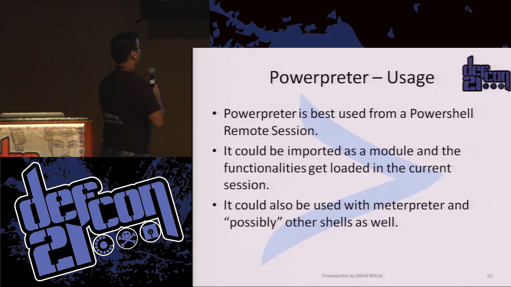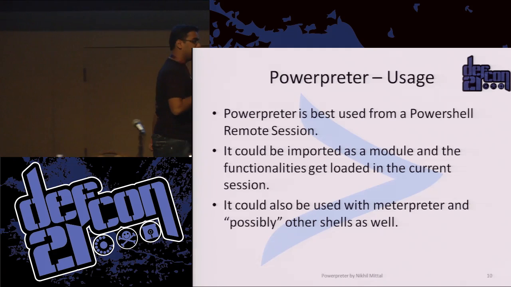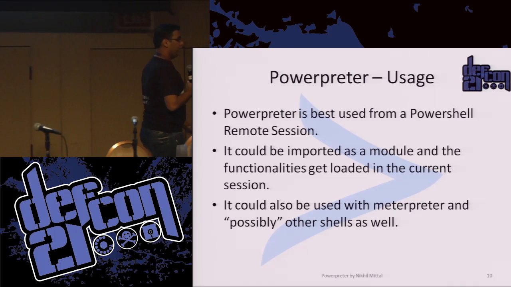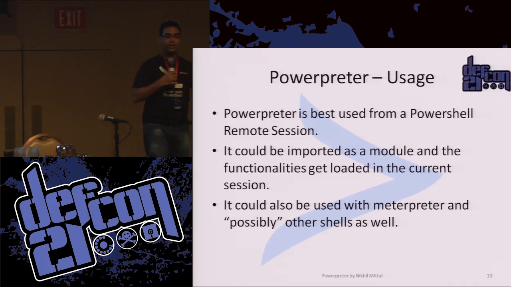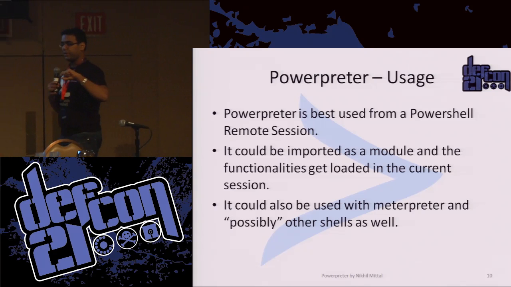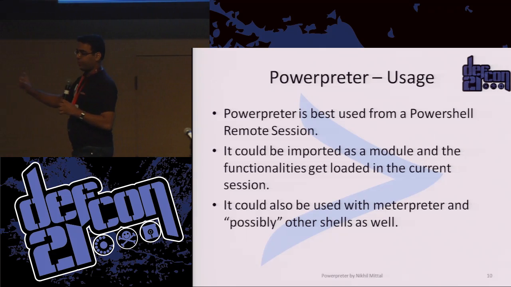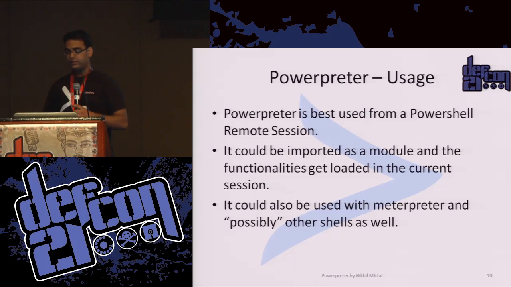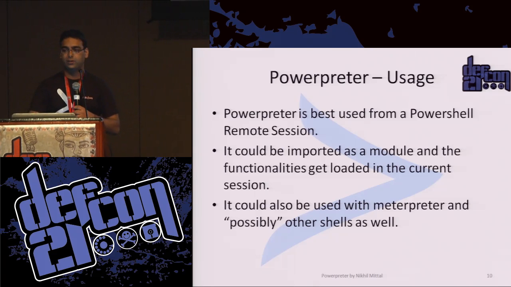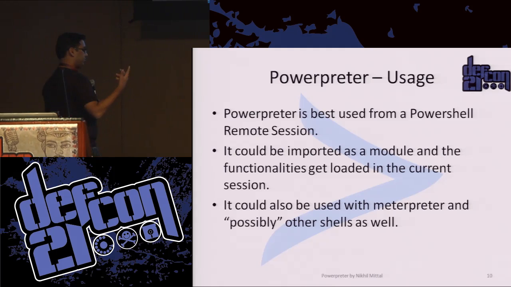That could be done using non-PowerShell methods, or at least in a more stealthy way. And yes, the third thing, it could also be used with a Meterpreter shell. One thing, if you're using it from a Meterpreter shell, you won't be able to get an interactive PowerShell prompt from Meterpreter. It's the way PowerShell handles output redirection.